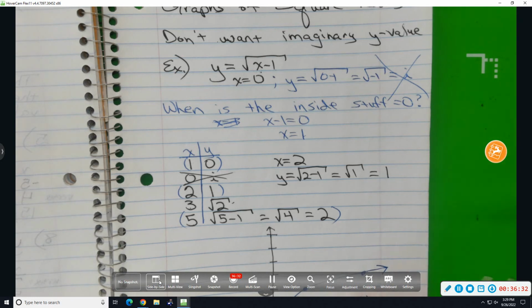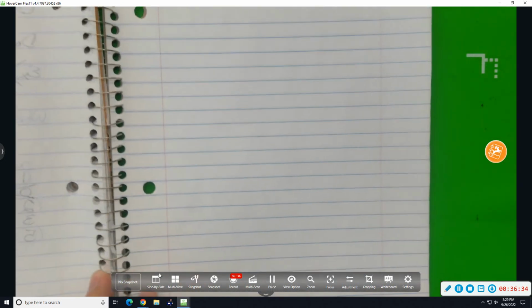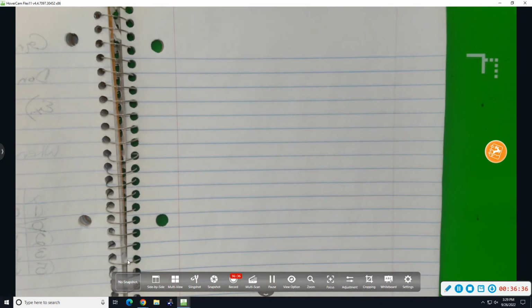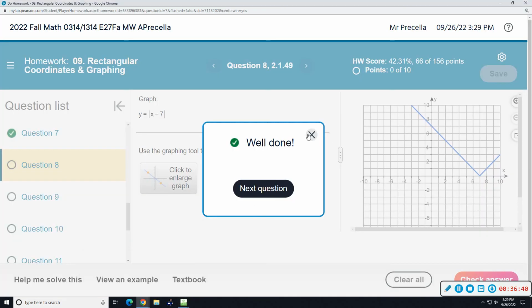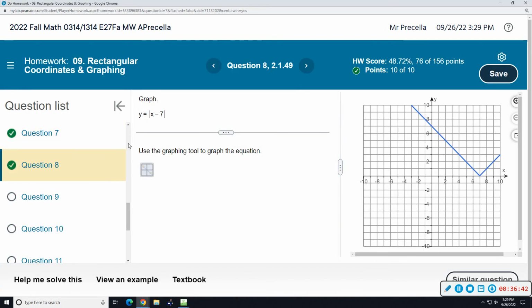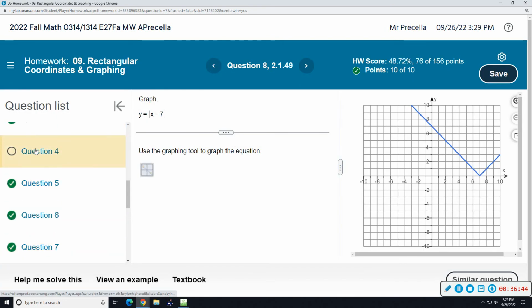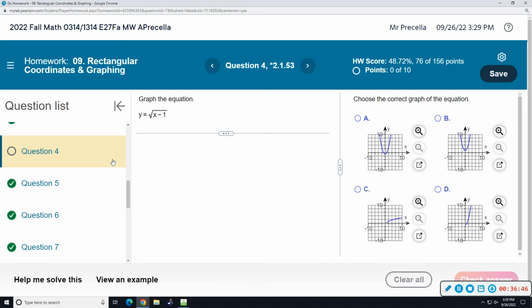Maybe we better look at, which number is this? Number 4, I think. Okay, so we're looking at number 4. Oh my goodness, I can't believe this. It's the one that we just graphed. Y equals the square root of x minus 1. Let's choose the correct answer.